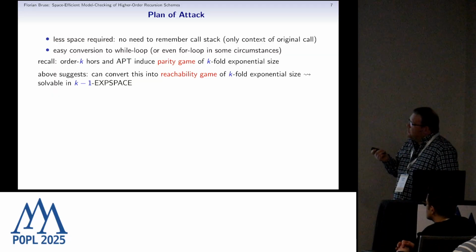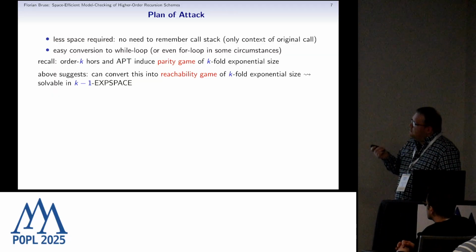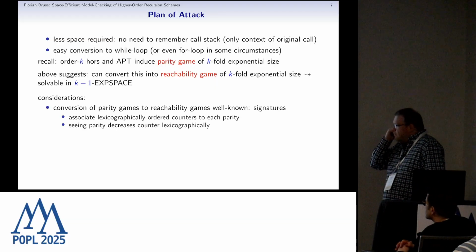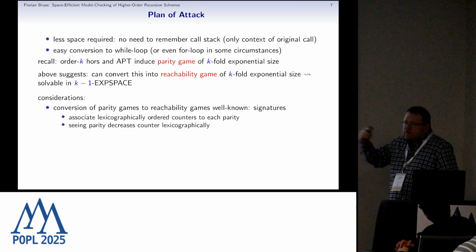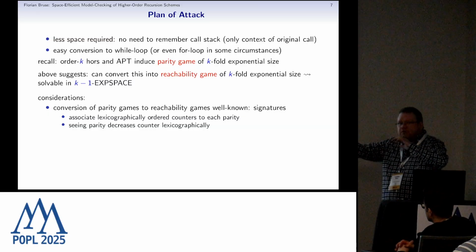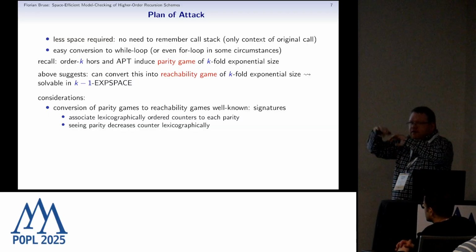This is kind of the same thing as converting this into a for loop. And it is actually known how to do this for parity games. This is called signatures. Basically, to each parity you associate a number, and then you have a lexicographic ordering of these numbers.